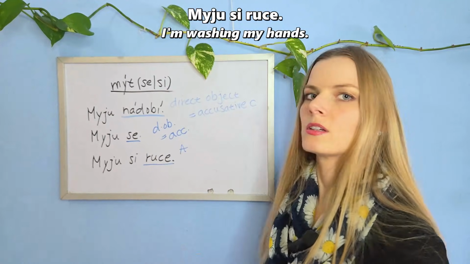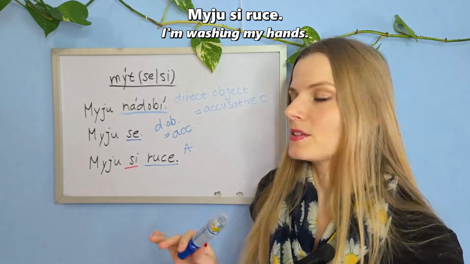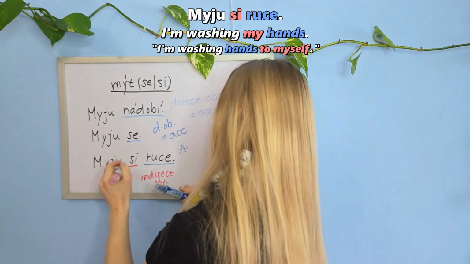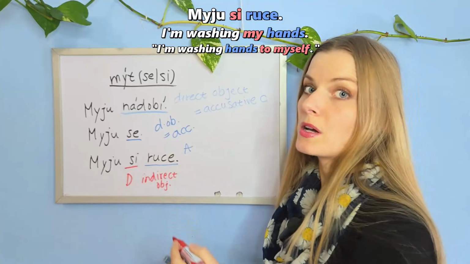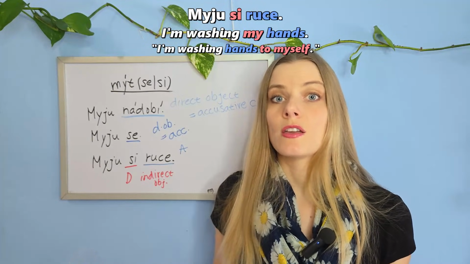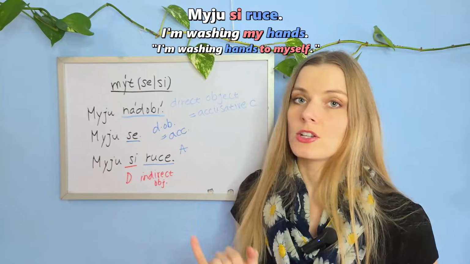What about this one? Si. Si is in the dative case, and it is the indirect object. We are practically saying, I'm washing hands to myself. Instead of saying, I'm washing my hands, it is, I wash hands to myself. And this is how we naturally say it in Czech.